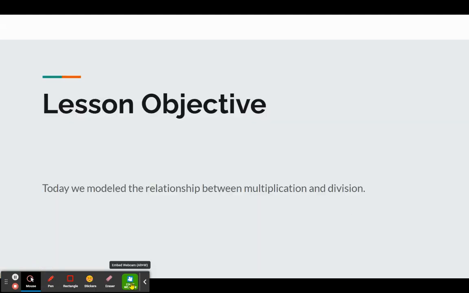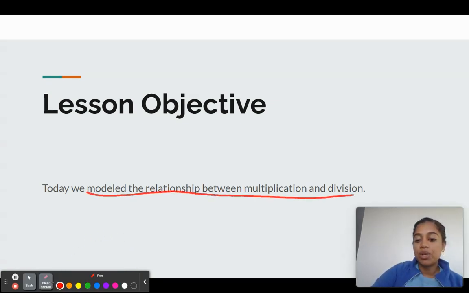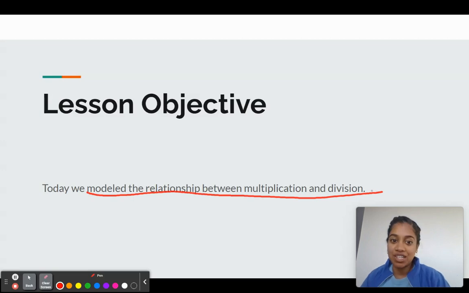All right, let's go over today's lesson objective. So today we modeled the relationship between multiplication and division.